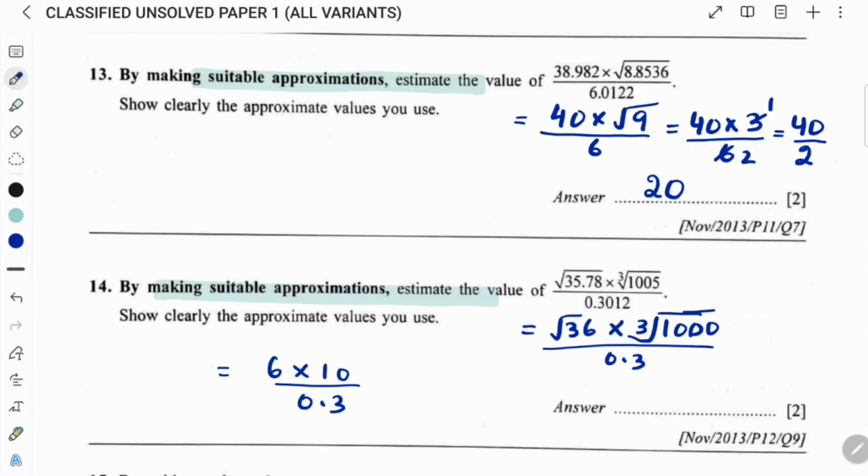We know that 6 upon 0.3 is equal to 60 over 3, which is equal to 20. You just replace this 6 divided by 0.3 with 20. 20 times 10 is equal to 200.